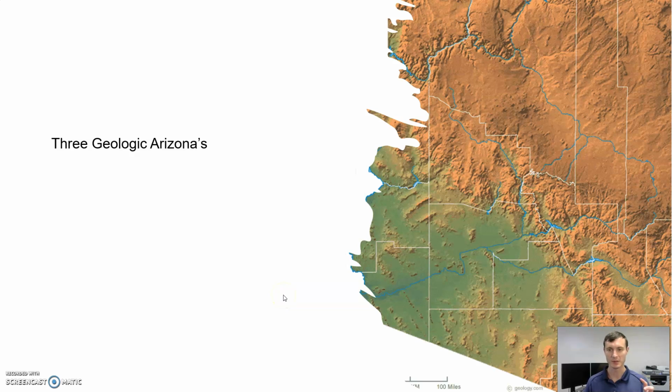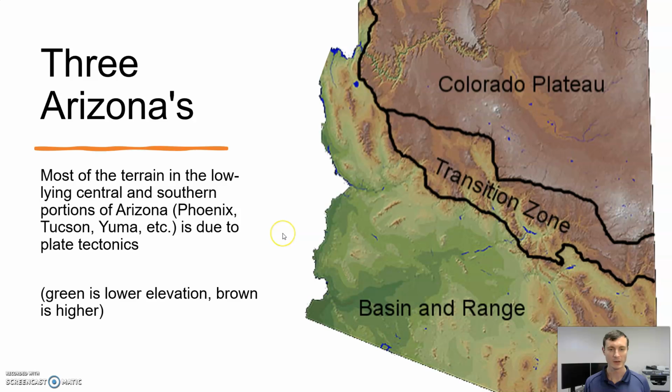So first we have to divide Arizona into these three parts. And if you look at the map here, the three parts are somewhat evident. You might have this region up in the north, you have this region down in the south, and this area which is sort of in between. So here I've added the names for these different provinces or geologic areas onto the map. We have the Basin and Range in the south, Colorado Plateau up north, and this transition zone in between.